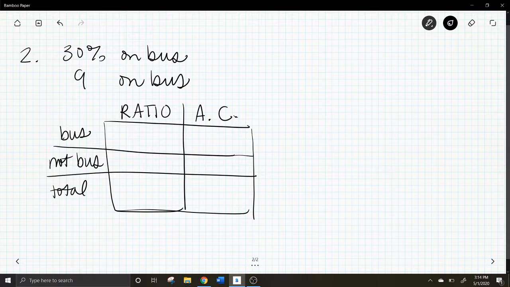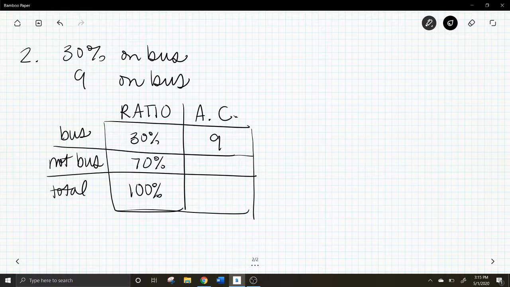So let's fill out the information we know. We know that 30% rode on the bus, and we also know that the actual count was 9 students. So with percents, we can sort of fill in the blanks because we know total was going to be 100%. If we know 30% of it, that means the people who did not ride would have been 70%. All right, so that's how you fill out the box to start. And then if you want to put in some variables here, so I put N for not on the bus and T for total. So look back at the question and find out what they're really asking you.